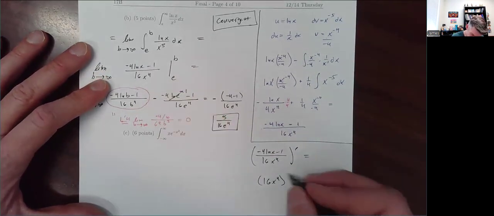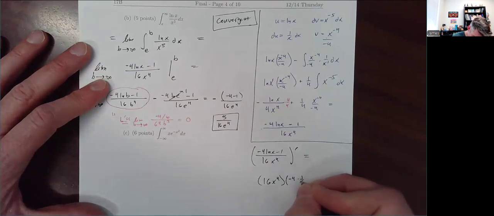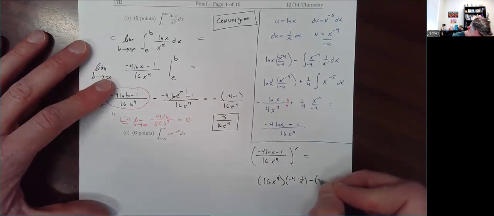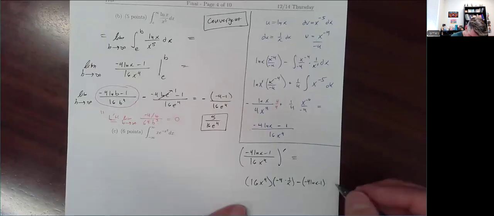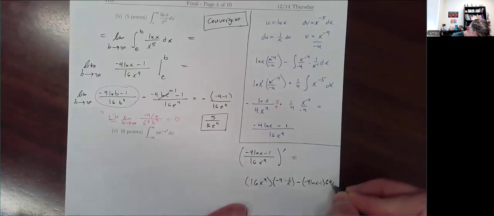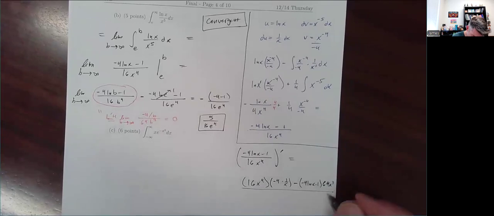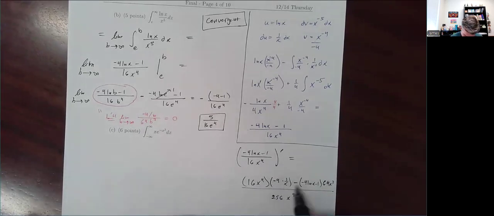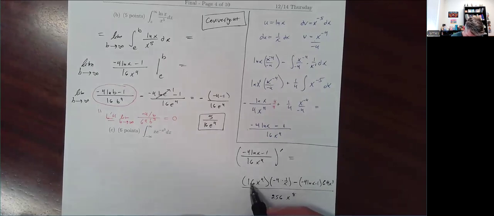Derivative of the top is going to be -4 times 1 over x. Yeah, minus the top, -4 natural log of x minus 1, times the derivative of the bottom, which is 64x cubed, over the bottom squared, which is 16 squared times x to the 8th. Oh, I think that's going to work out. 16 squared is 256, x to the 8th. So then simplifying here, we have a -64x cubed.